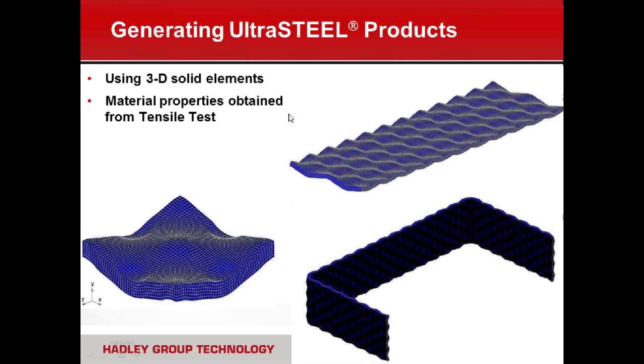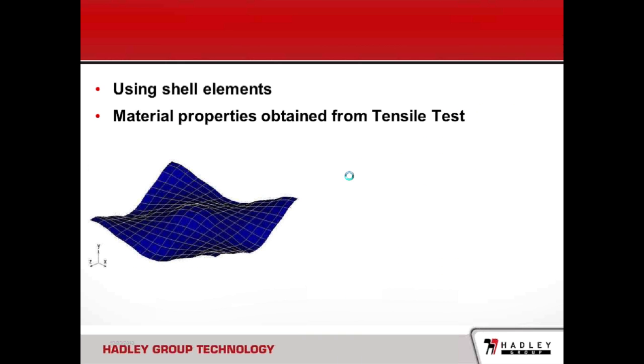And the material properties for the dimple, in this case, we obtain from tensile test. So it means we perform a separate tensile test on the dimple strip, obtain the data, and then use that data in the simulation together with the geometry that we obtain from the dimpling process. We can do it for small products, still using the 3D solid elements like presented here.